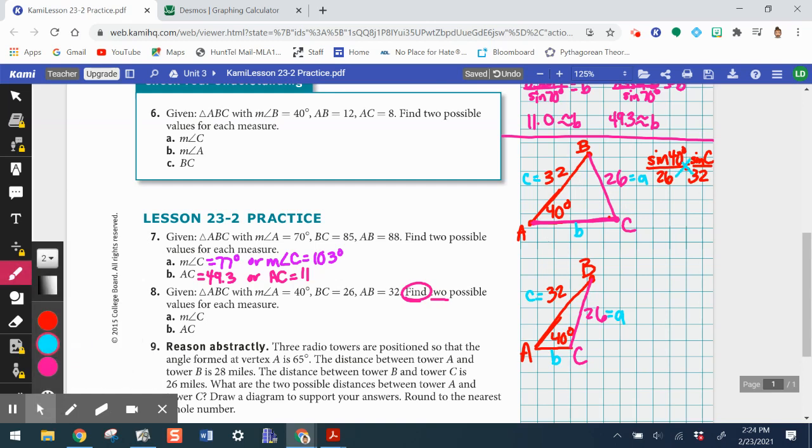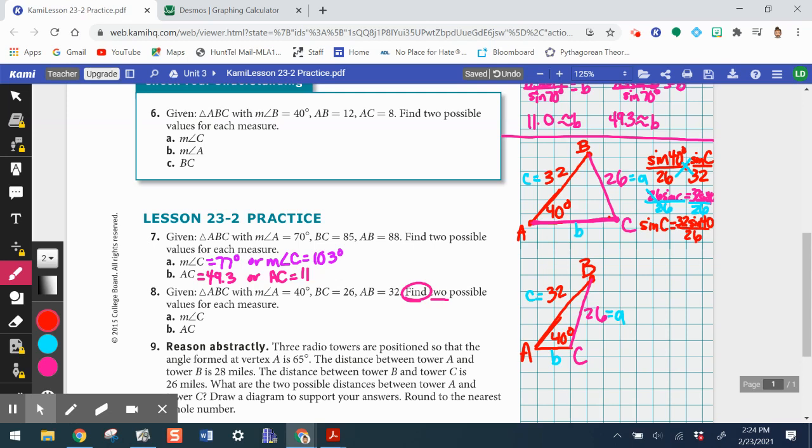So we're going to have 26 times the sine of C equal to 32 times the sine of 40. Apologize, running out of room there. And then to solve for, or at least get sine of C by itself, we're going to divide both sides by 26, so that it cancels out here on the left side. And we're left with the sine of C equals 32 times the sine of 40 degrees over 26.